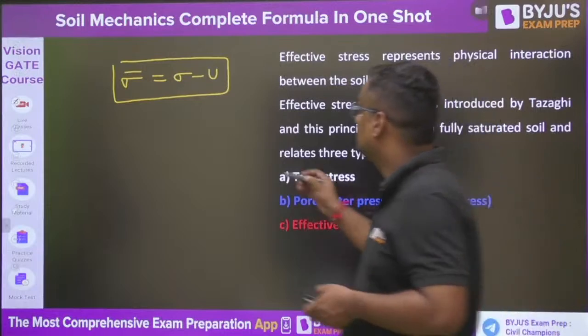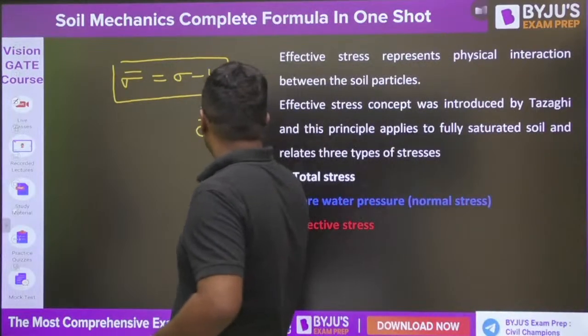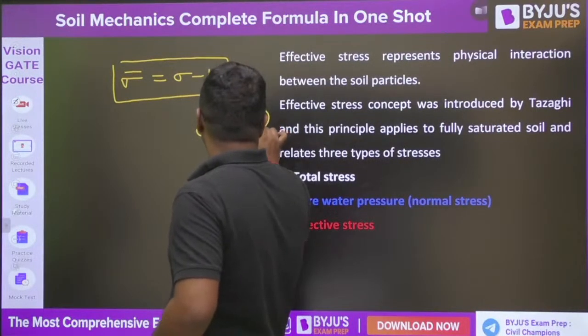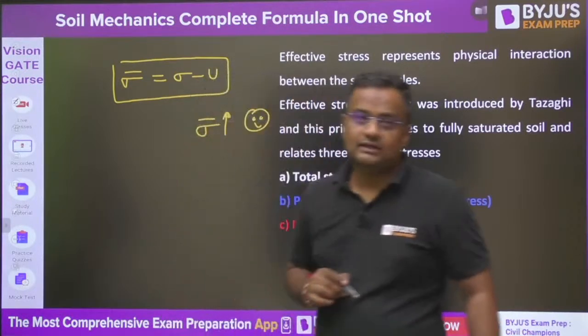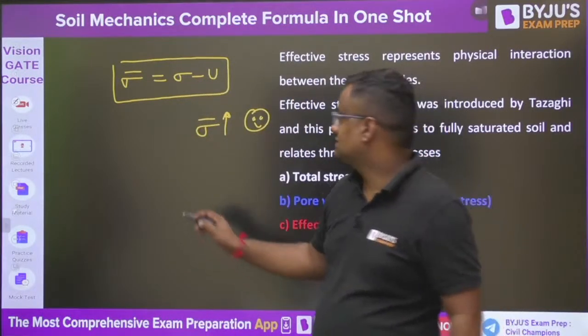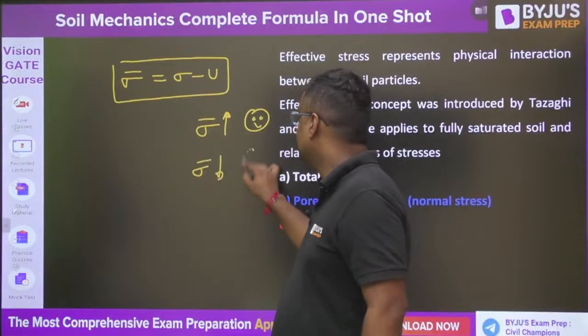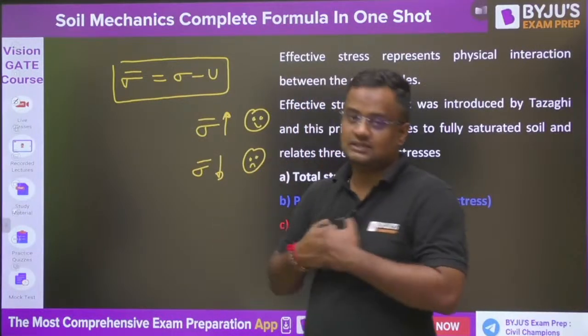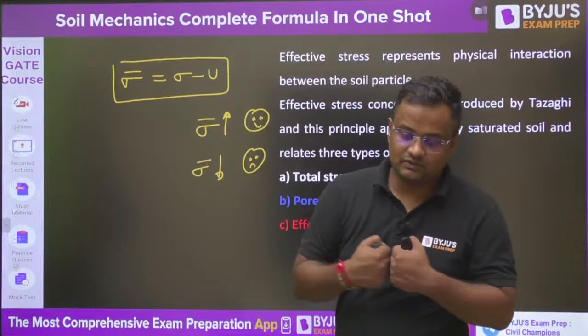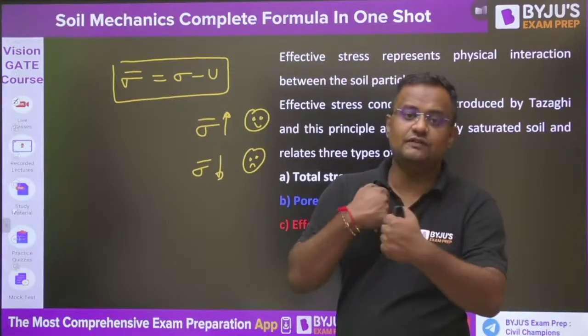Effective stress more is good. If effective stress is more, it means it is good. Effective stress less is bad for us. The reason being, if the contact pressure between the soil particles is less, that means it can easily shear fail.